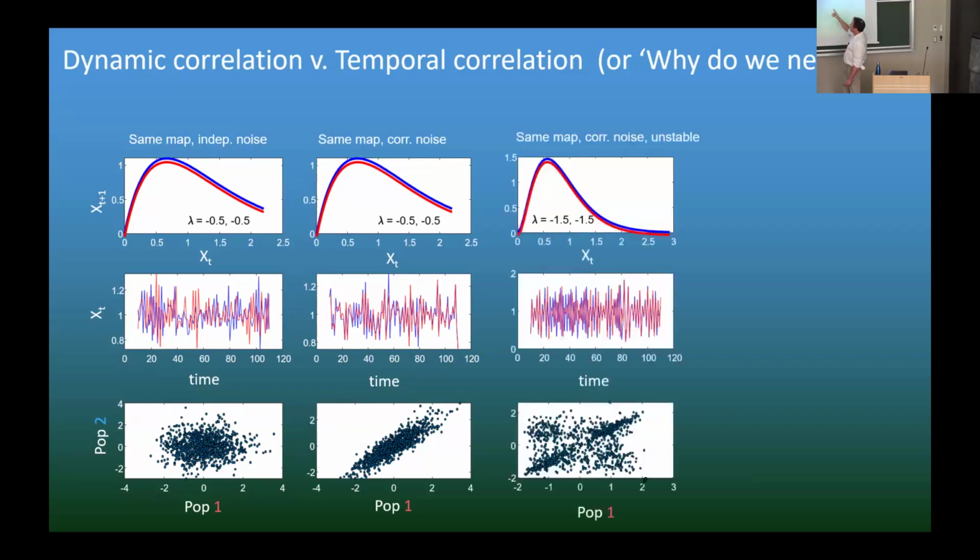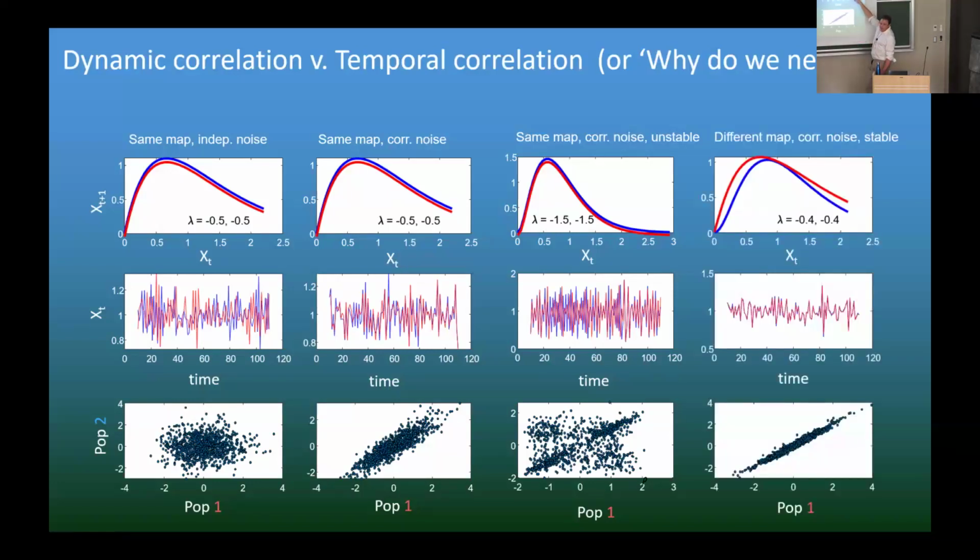If instead both populations still have the same dynamics, same model, right? And I force them with correlated noise, but now the dynamics are unstable. I force them with exactly the same correlated noise that I used over here, and I end up with uncorrelated abundances, because the dynamics are unstable. Conversely, I can take two different maps, two different models for each population, force them with correlated noise, and wind up with nearly exactly the same abundances.